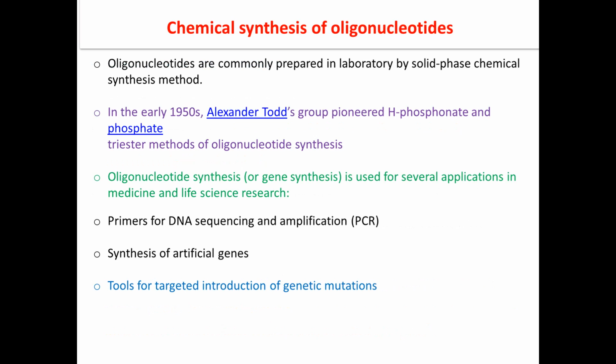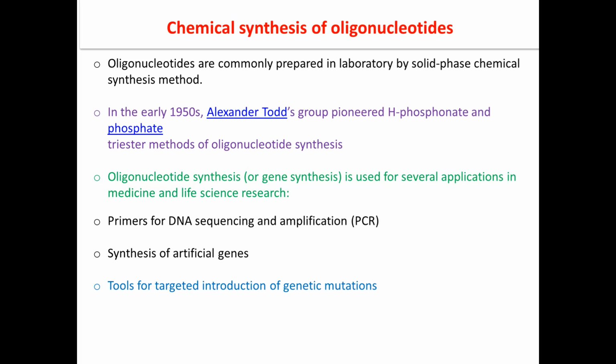Chemical synthesis of oligonucleotides. Oligonucleotides are commonly prepared in the laboratory by the solid phase chemical synthesis method. In the early 1950s, Alexander Todd's group pioneered the H-phosphonate and phosphotriester methods for oligonucleotide synthesis. And you know that this method is very important. Oligonucleotide synthesis, also called gene synthesis, because genes are also oligonucleotides, short chain nucleotides, is used for several applications in medicine and life science research.